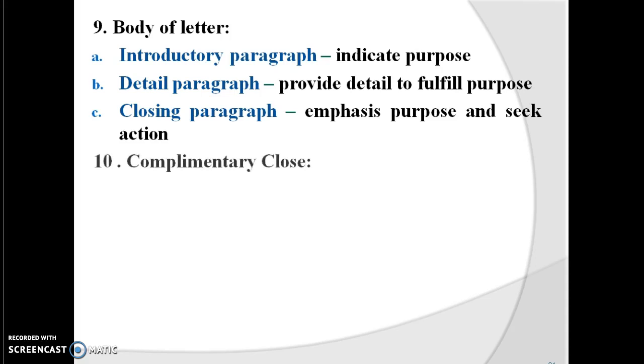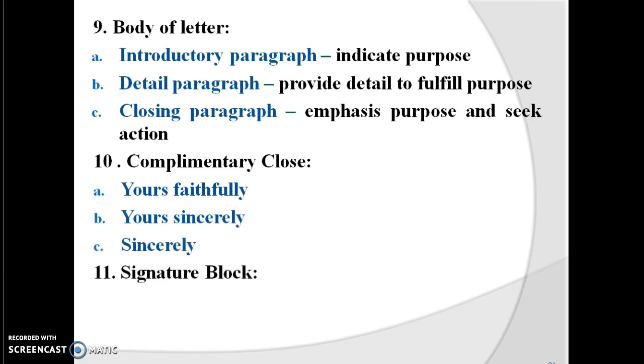Number 10 is the complimentary close. A complimentary close will be either "yours faithfully" if your letter is addressed to the designation and the name of the organization. But if your letter is addressed to the name of the receiver, then the complimentary close will be "yours sincerely" or "sincerely."